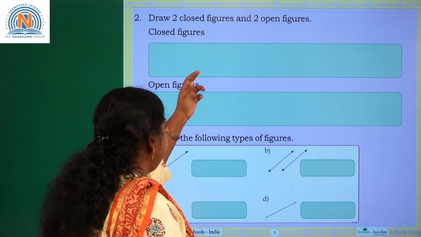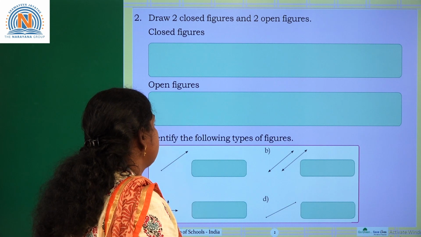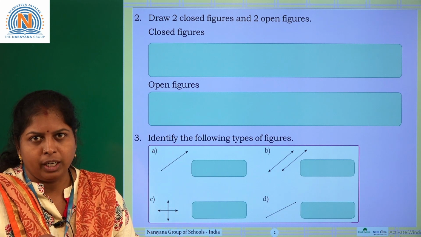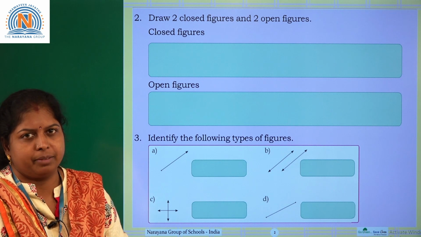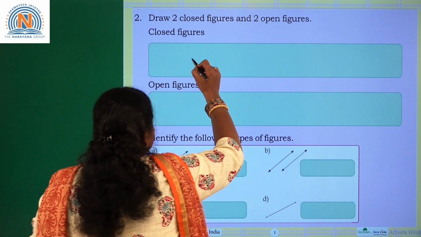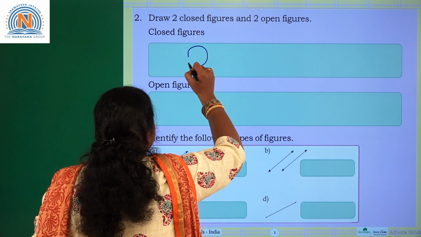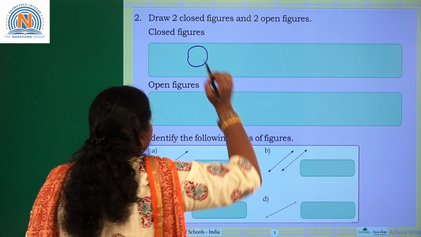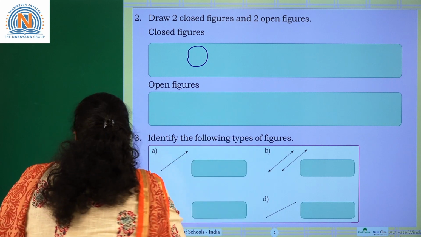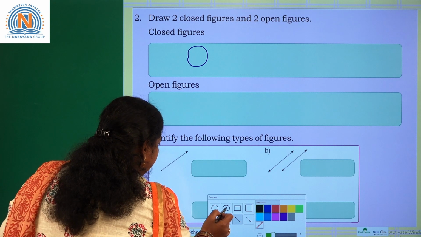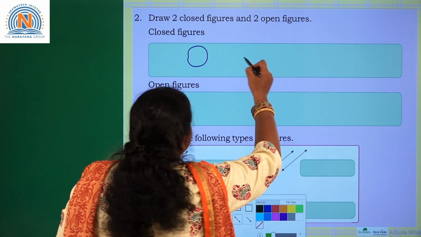Draw 2 closed figures and 2 open figures. What do you mean by closed figure? Whenever you start from one point, you have to end at the same point. For example, I am taking circle as my closed figure. I have started here and I have completed there. Or else you can take oval.